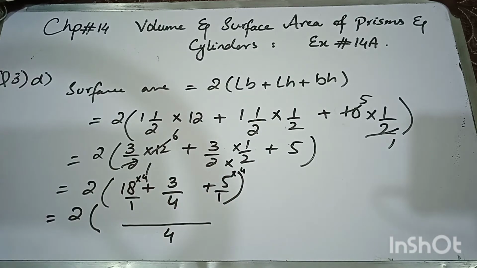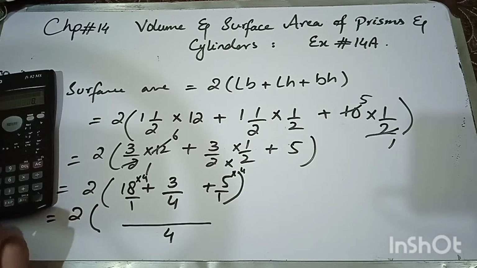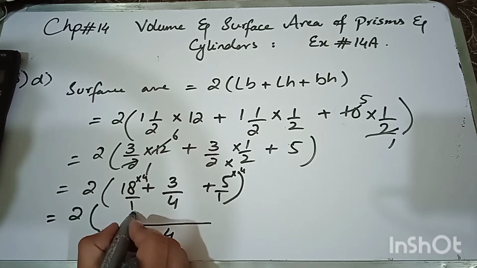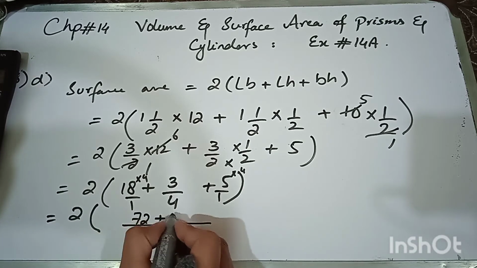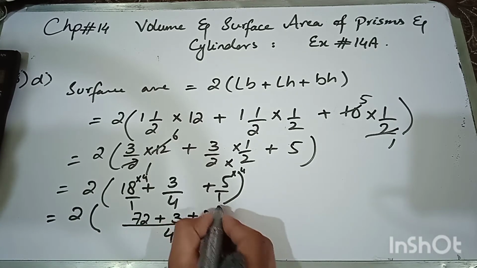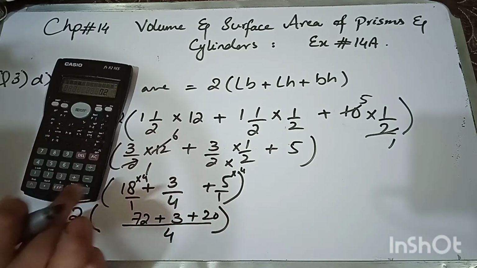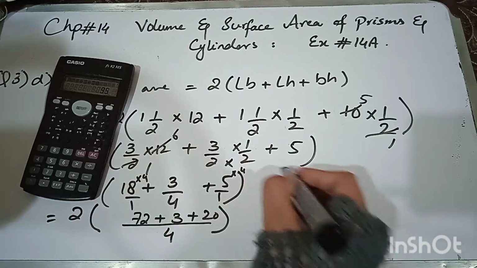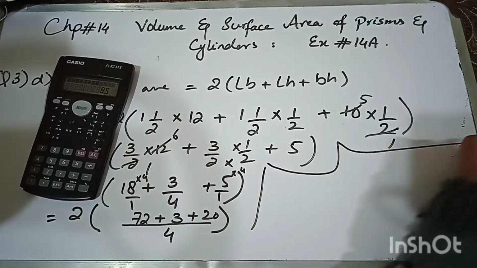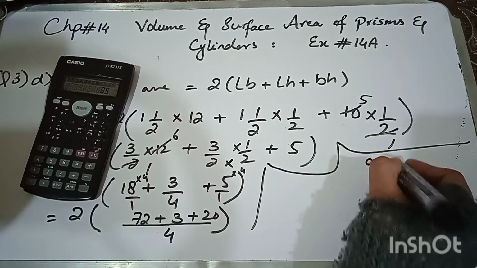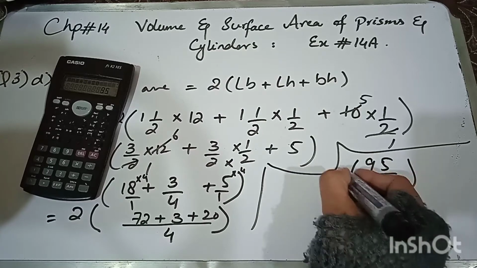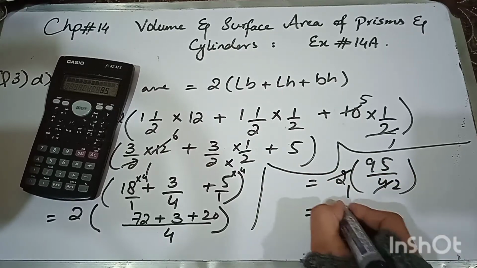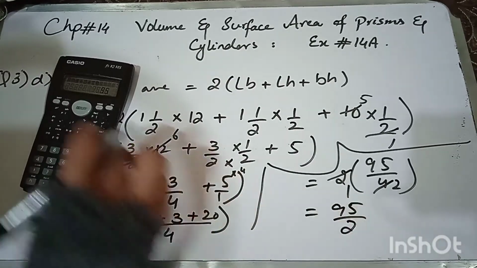ठीक है, क्योंकि डिनोमिनेटर में कुछ नहीं है तो आपके पास क्या होगा 1. 18 into 4 is equal to 72. 72 plus 3 plus 20. Now we have to add up the terms. So this is equal to 95 by 4, and we have 2 outside the bracket. 2 1s are 2, 2 2s are 4. So now we have the term 95 by 2.